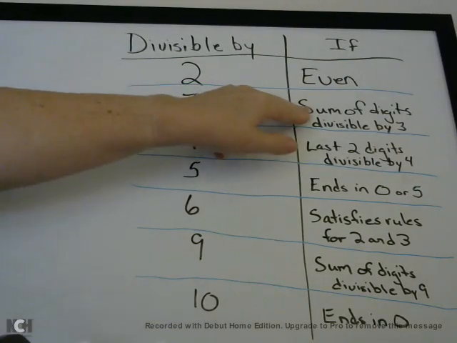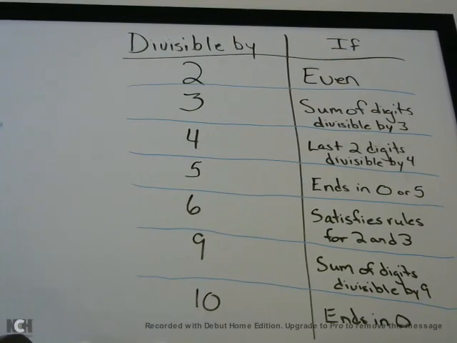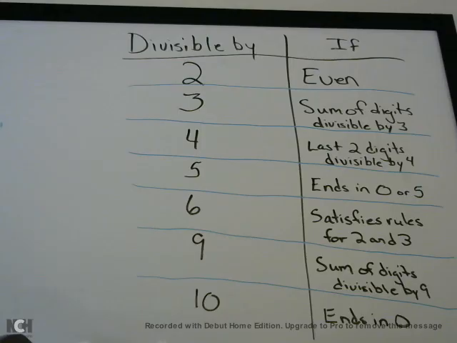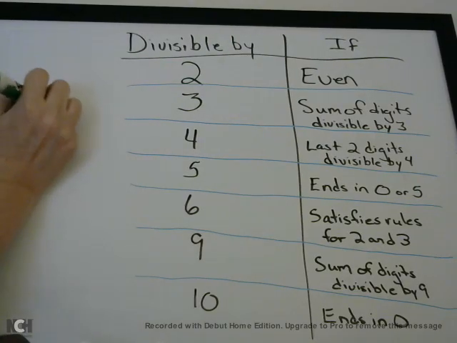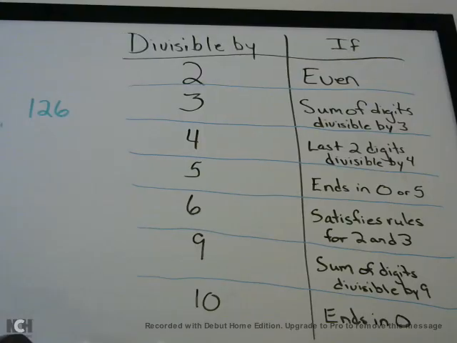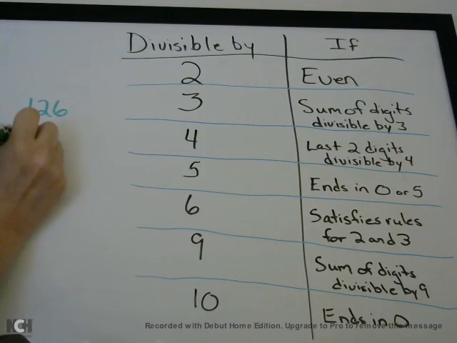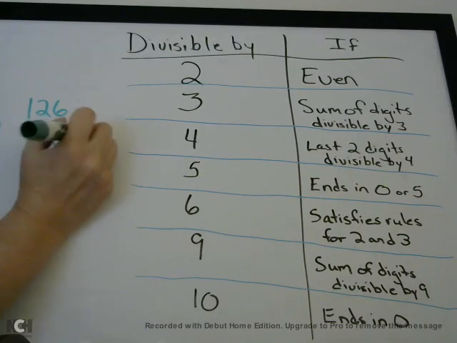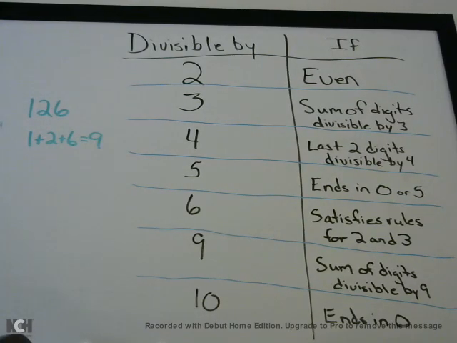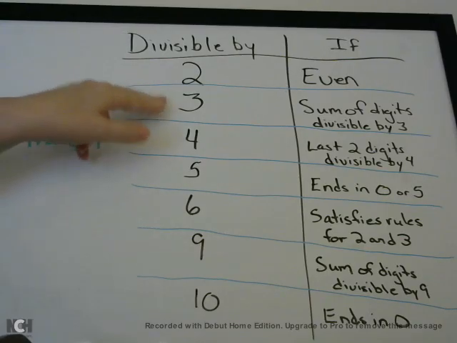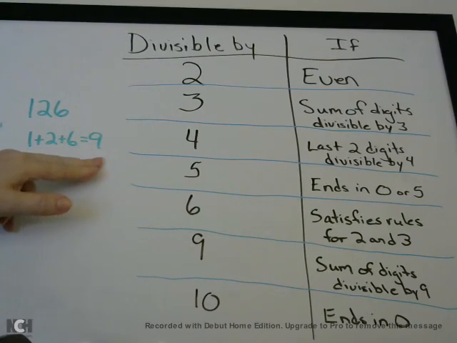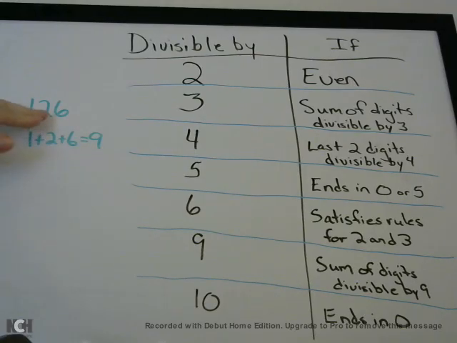For 3, we are going to take the sum of the digits and see if that is divisible by 3. So remember, sum of the digits means that you add the digits together. So let's say we had 126. Is that number divisible by 3? Well, we're going to add the digits. So the digits are the numbers here. So 1 plus 2 plus 6 equals 9. Well, right away we know 9 is divisible by 3 because 9 divided by 3 gives us 3. So we know that 126 can be divided by 3 evenly.